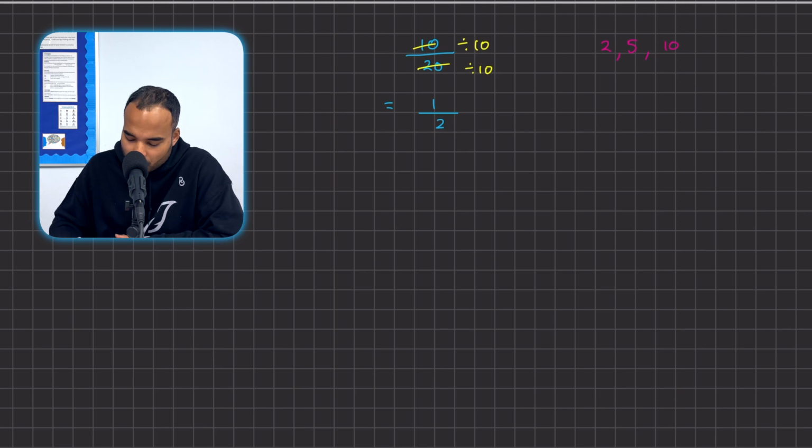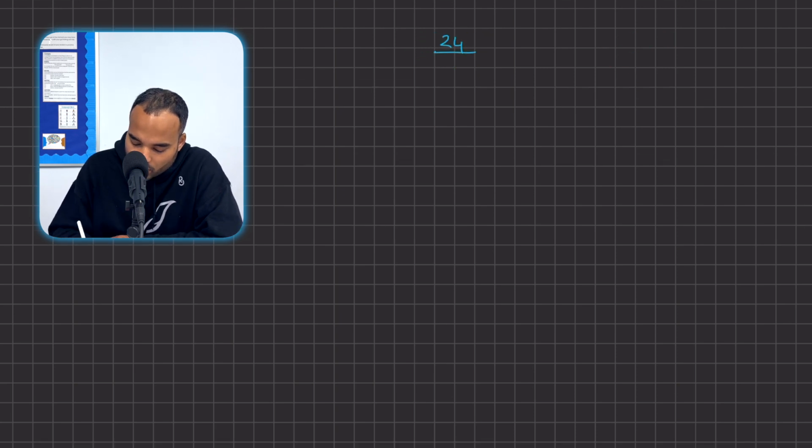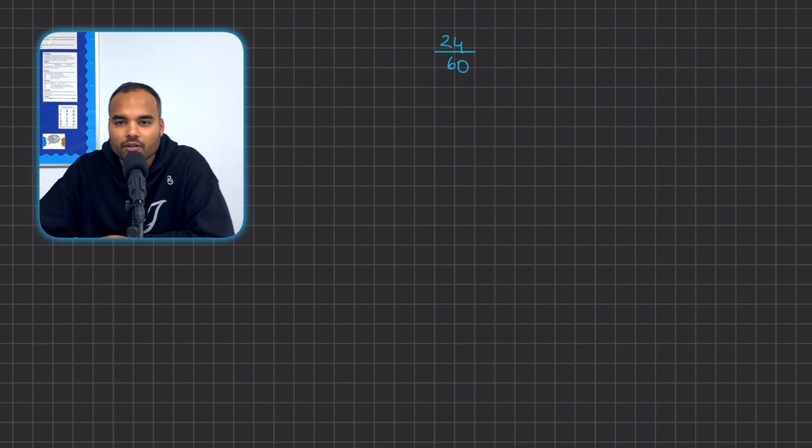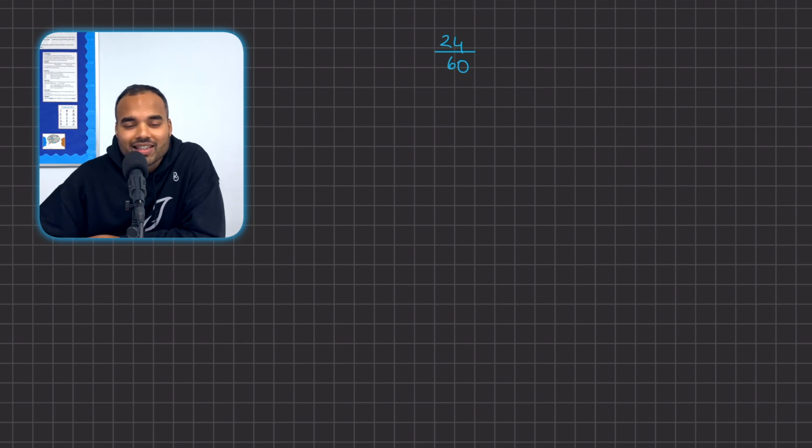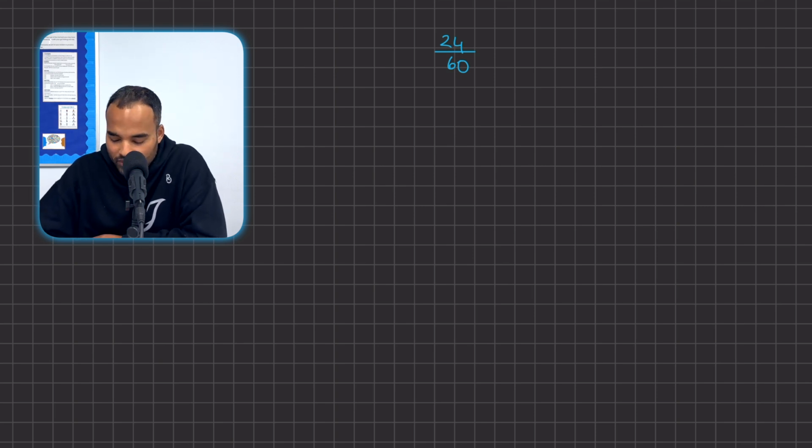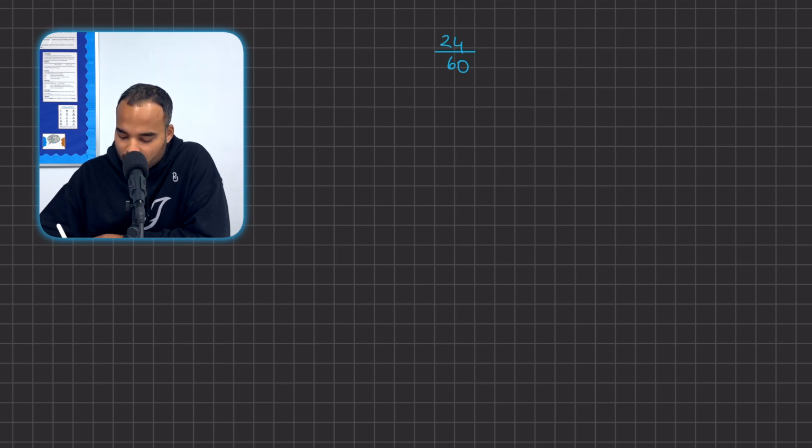Let's take another example now. Let's take the fraction 24/60. Now, once again, this fraction is not in its simplest form. It's pretty easy to tell. Both the numerator and the denominator are even numbers. So at the very least, 2 goes into both numbers. So let's make a list of the numbers that go into both the numerator and the denominator.